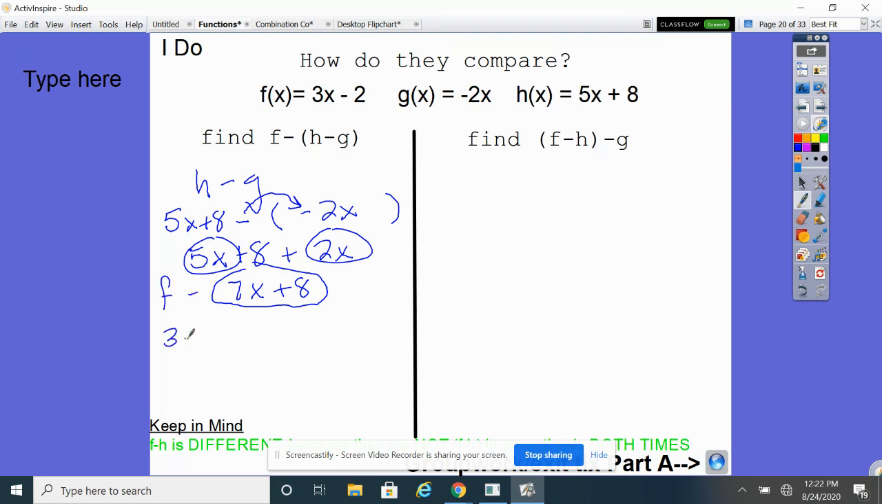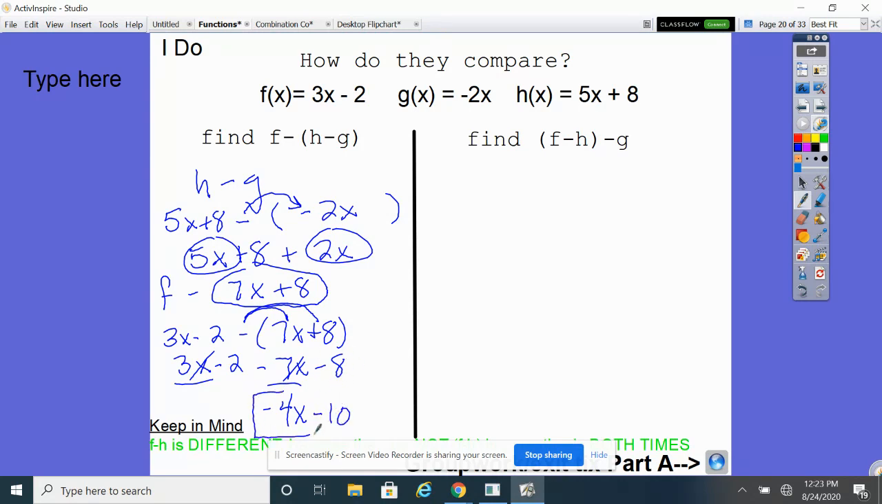All right, there's the first part, but now we have to do f minus that stuff. So f is 3x minus 2 minus, now we have to put 7x plus 8 in parentheses because of the minus sign. Send that in, change all the symbols. That becomes 3x minus 2 minus 7x minus 8. So 3x's take away 7x's, that's negative 4x's. Get rid of them, you're done with them. Negative 2 and negative 8 is negative 10. That's the final answer.